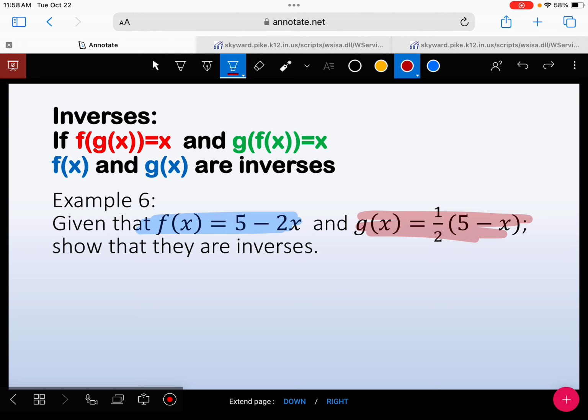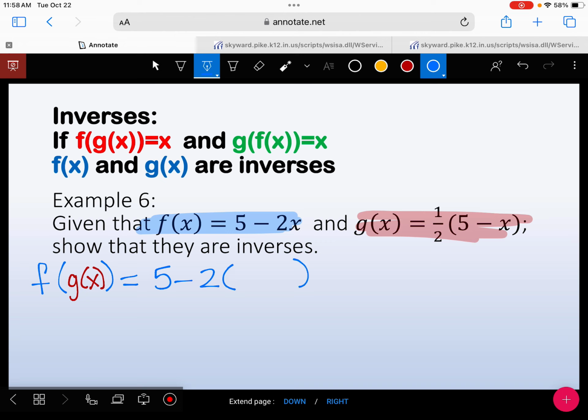Okay, all right, so this one has a little bit more to it. Again, the first thing I'm going to do is write my f of x function. So I have my f of x, and then inside I'm putting g of x. So f of x says 5 minus 2 parentheses.